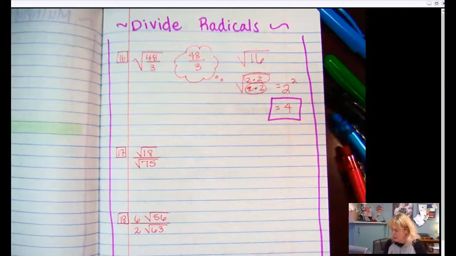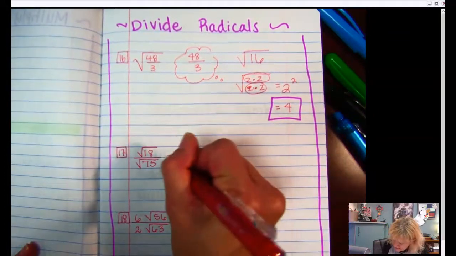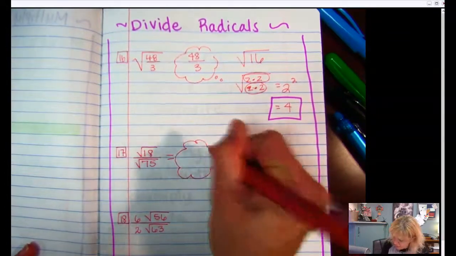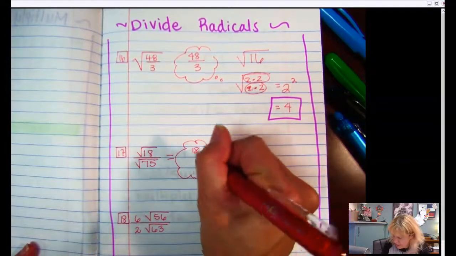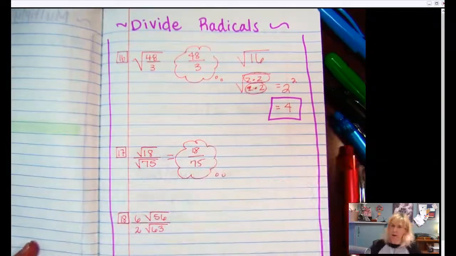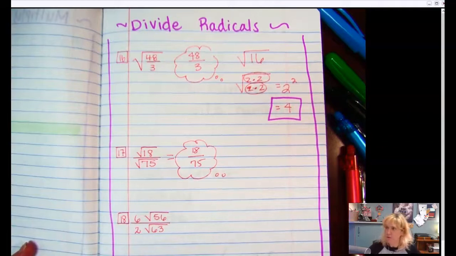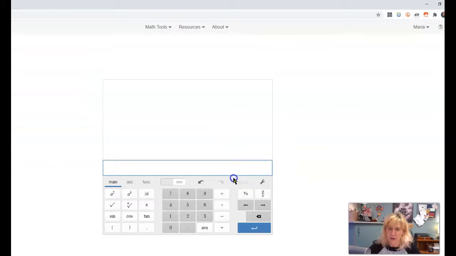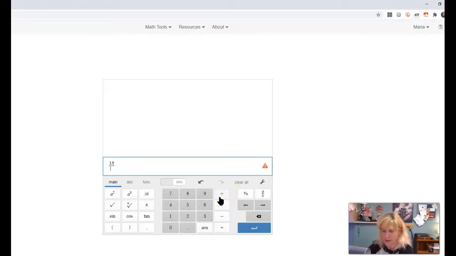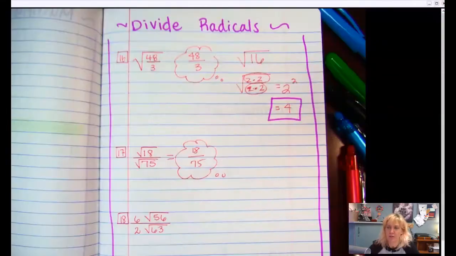All right, let's take a look at number 17. For number 17, remember, we're just going to ignore the square root symbol for a moment, and we're just going to simplify the fraction. So I do need Desmos for this. So for Desmos, I'm going to clear out my work here, and I'm going to type in the problem, which is 18 divided by 75. So they give us a decimal, but we don't need the decimal. We need the fraction form. So our fraction is 6 over 25.